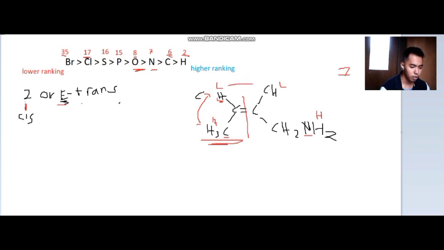So based on our findings here, the lower ranks are on the same side, and it is also the same on the higher ranks. So this is a Z stereochemistry type of compound because H and L are on the same level, which is the same with the higher ranks too.